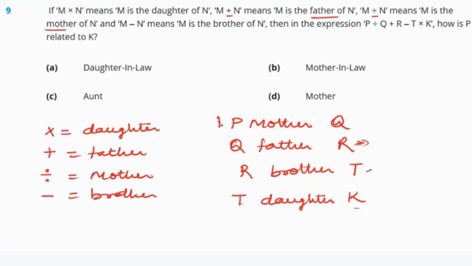So how are P and K related to each other if we are going to make the relationship? What we can say is that P is the mother-in-law of K. Okay, P will be the mother-in-law of K. So option B is our correct answer.